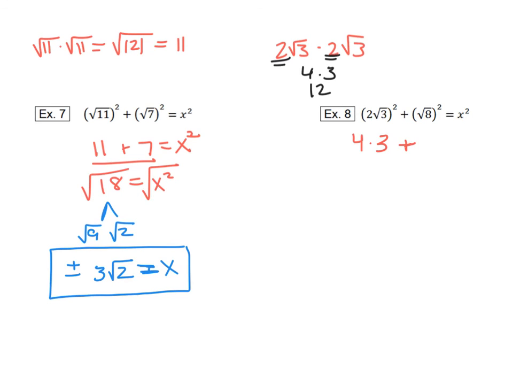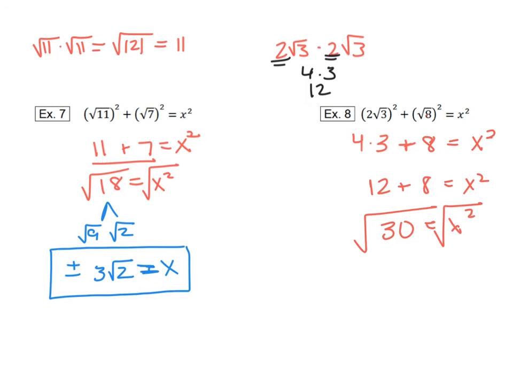Plus, now the square root of 8 squared becomes just 8 equals x squared. 4 times 3 is 12 plus 8 equals x squared. So we have 30 equals x squared. Square root both sides. Now look to see if you have any perfect square numbers that fit into 30. 4, 9, 16, 25. And then did you guys catch my mistake? Instead of 30, what should it be? 12 plus 8 is actually 20. Did you guys know that? I bet you all did.